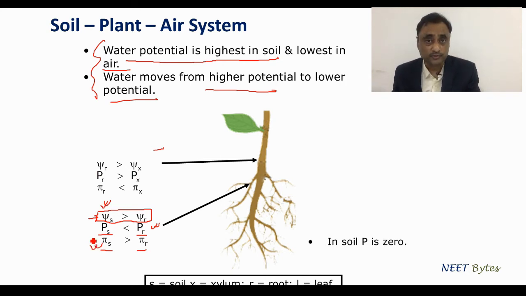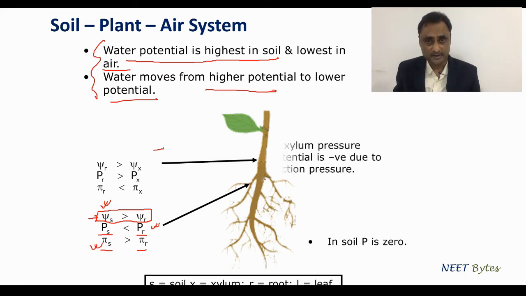Now what about the solute? Again, we have to ask the same question. Given the root and xylem, which is going to have more salt? Of course the answer is root. If the answer is root, what does it mean? That root has a more negative value. So solute potential of xylem will be more.